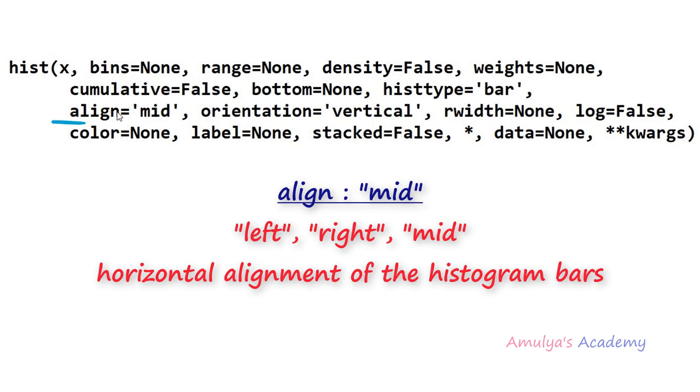You can take left, mid, right. The default value is mid. If you take left, bars are centered on the left bin edges. If you take right, bars are centered on the right bin edges. The default value mid, bars are centered between the bin edges. So let's see the example.